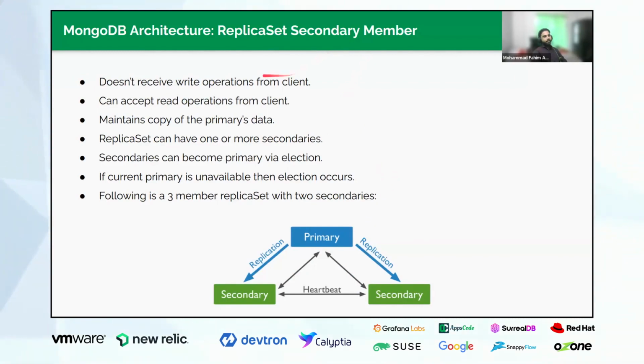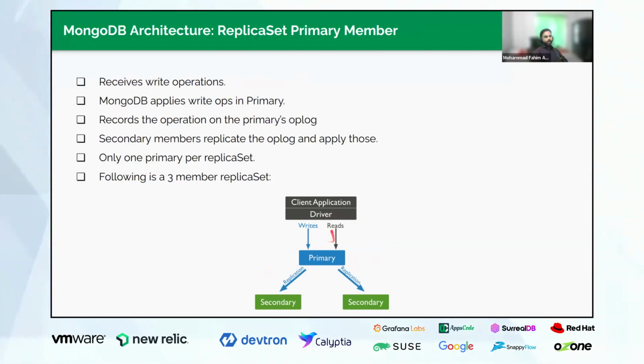Now the secondary member never receives write operations from the client. It receives the write operations from the primary directly. The user writes the operations on the primary member, and the secondary member is replicating those data. They're receiving the write operations directly from the primary, but the client is only writing or reading from the primary, and the secondary is receiving them from the primary.